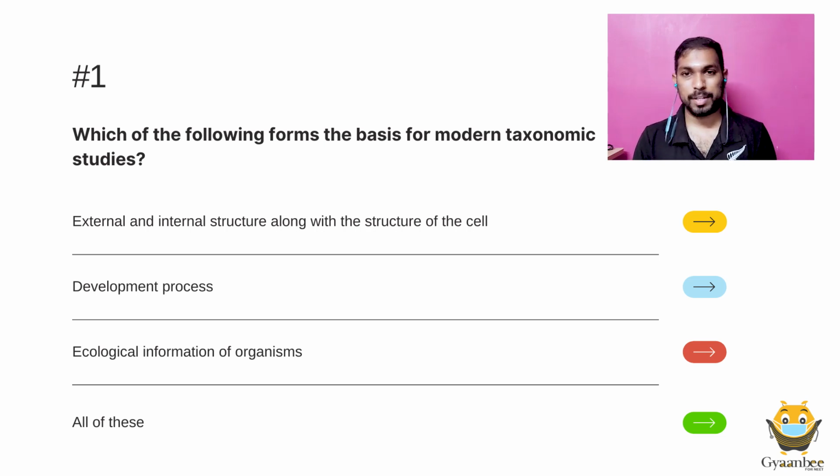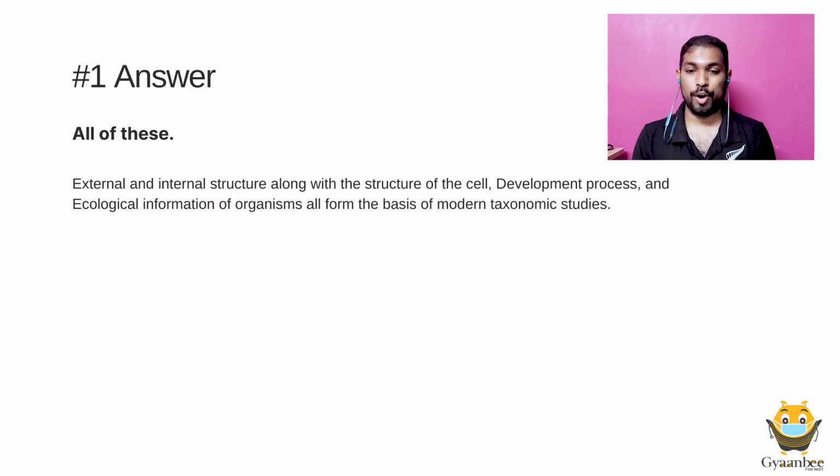Many, of course, got the answer to the question right. The answer to this is all of these, which means external and internal structure along with the structure of the cell, development process, and ecological information of organisms all form the basis of modern taxonomic studies. So option number D is your answer. In case you got that right, a round of applause for you.